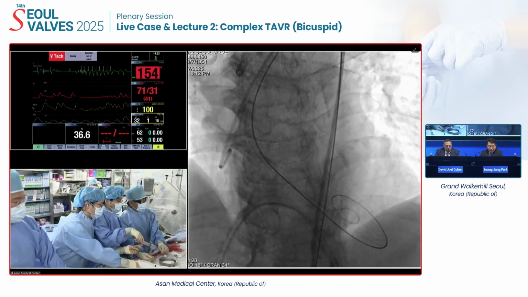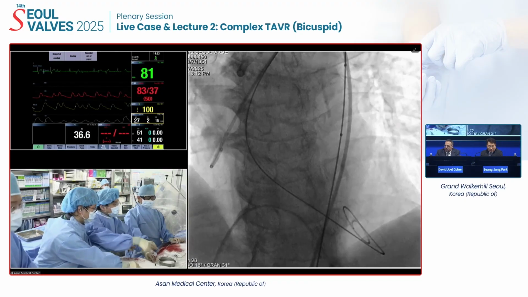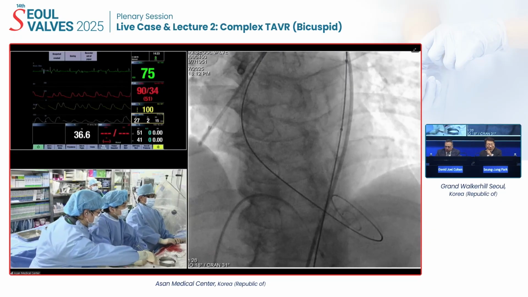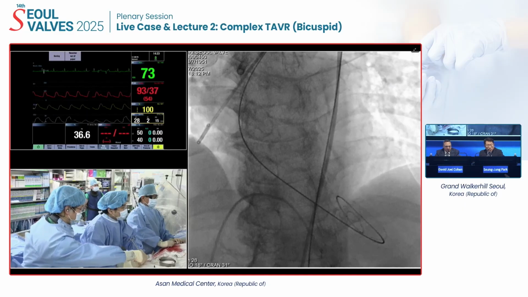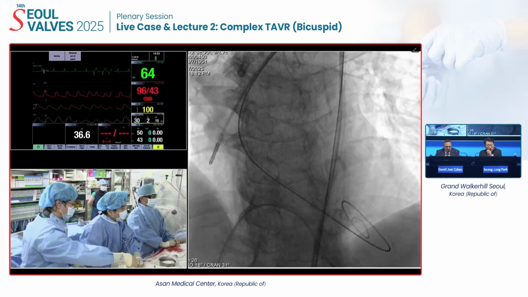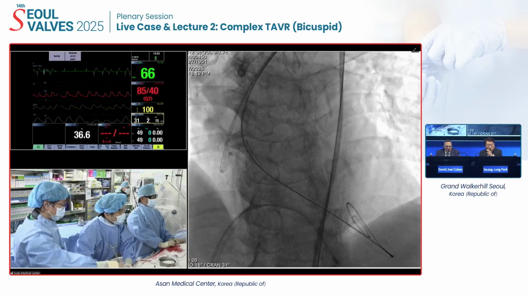That showed how small this balloon looks in that annulus, which I think is very common with the bicuspids. The root is always large compared to the annulus. Dr. Ahn, we just deploy the SAPIEN, right? Yes, right. All right, so explain that one.